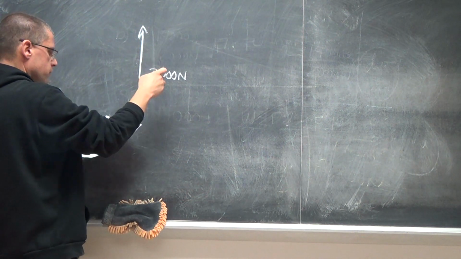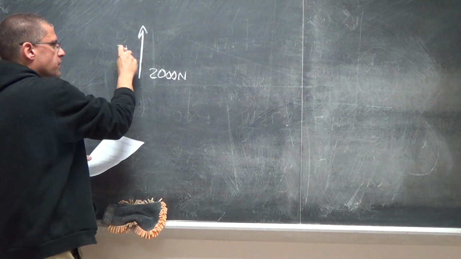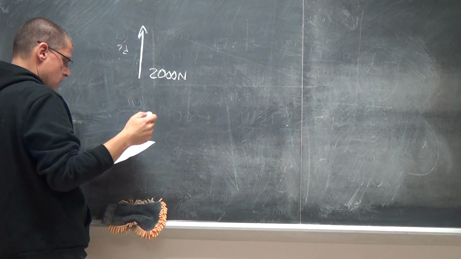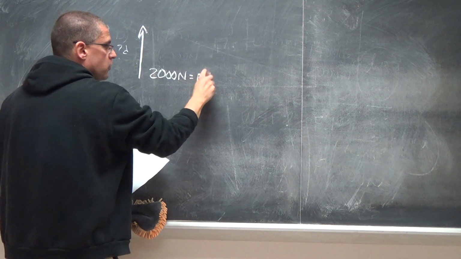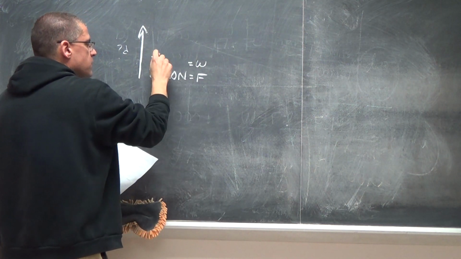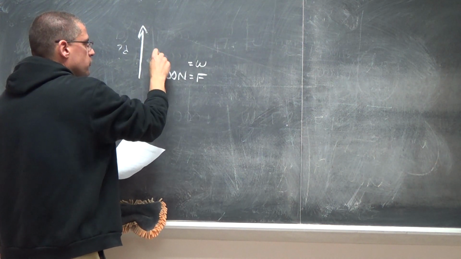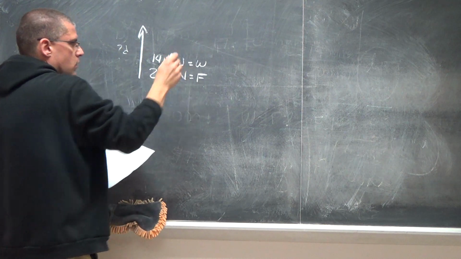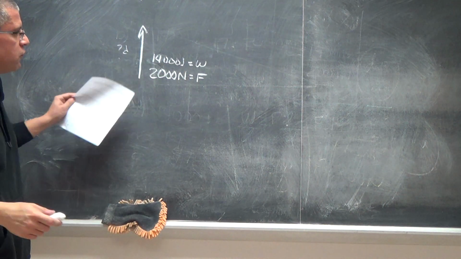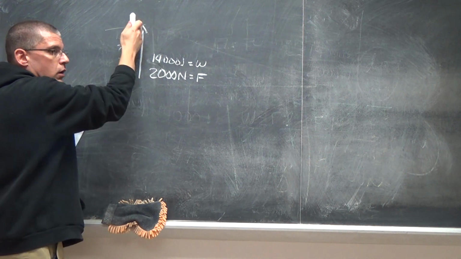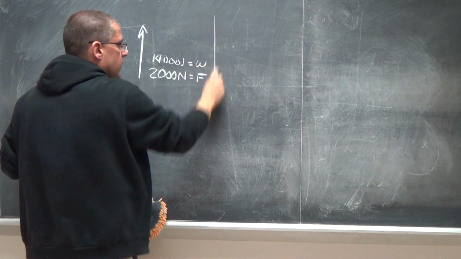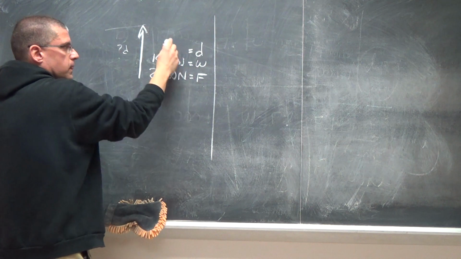So 2,000 newtons, we got to find out how far the distance is. And we know it takes 14,000, so this is the force. We know the work is 14,000 joules. Okay? So it takes 14,000 joules to lift something 2,000 newtons up this wall. So we need to solve for our distance.